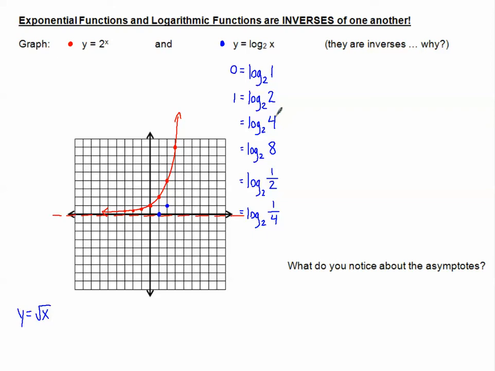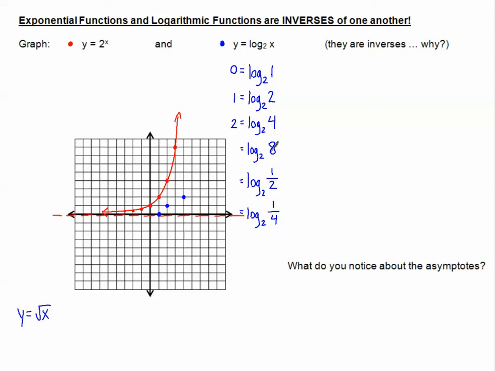Next good input is 4. We're skipping over the 3. 2 squared becomes 4. So when I go over 4 units, 1, 2, 3, 4, I get to go up 2. Remember, my outputs are my exponents, and this is the squared exponent.